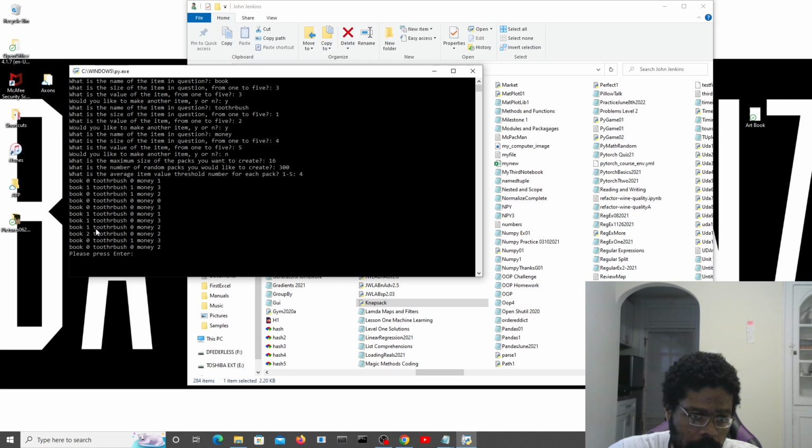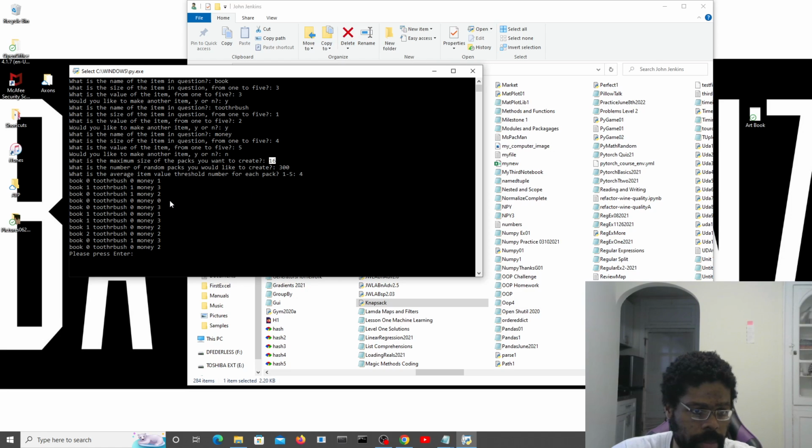With the second pack, we have one book, which is the size of 3, one toothbrush, which is the size of 1, which is a total of 4, plus 3 monies, which is 12. So 4 plus 12 equals 16, which is right at our limit.